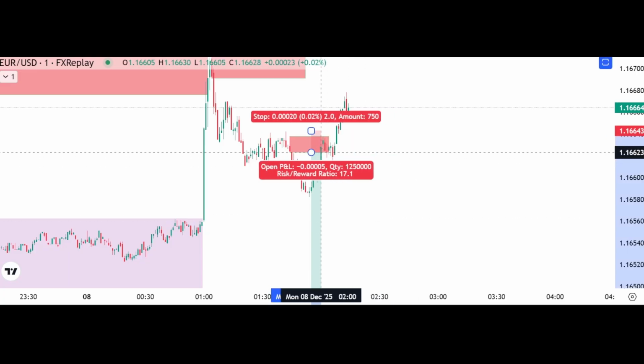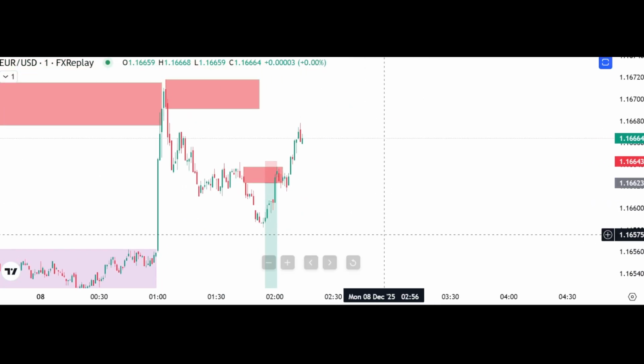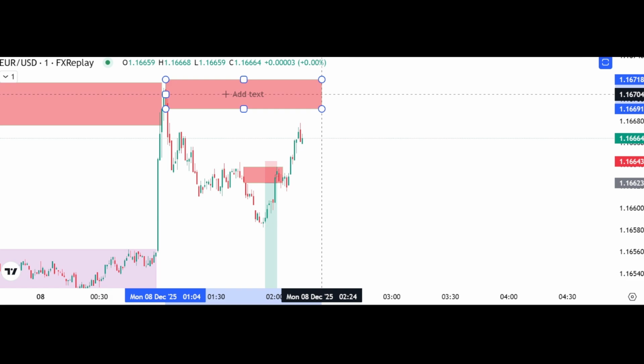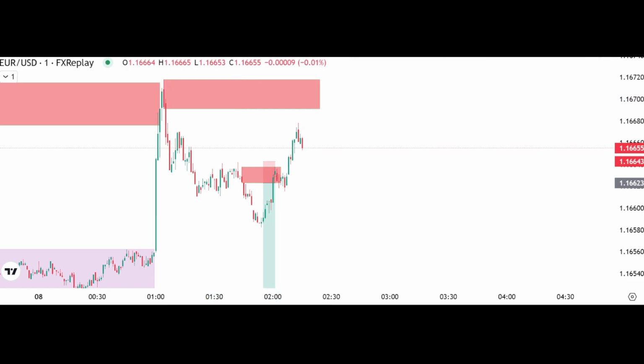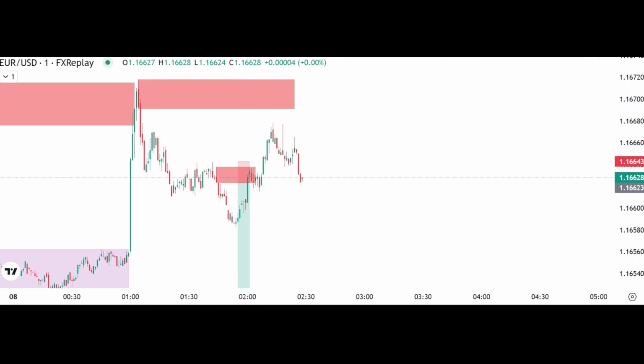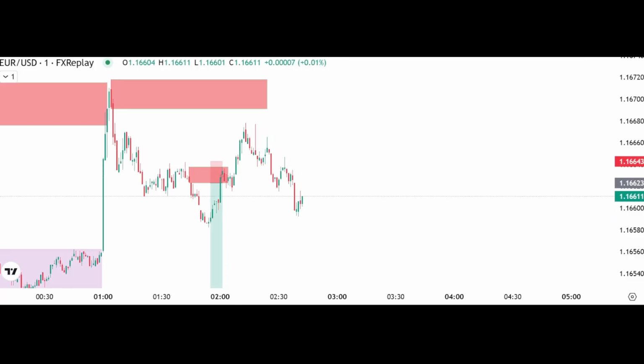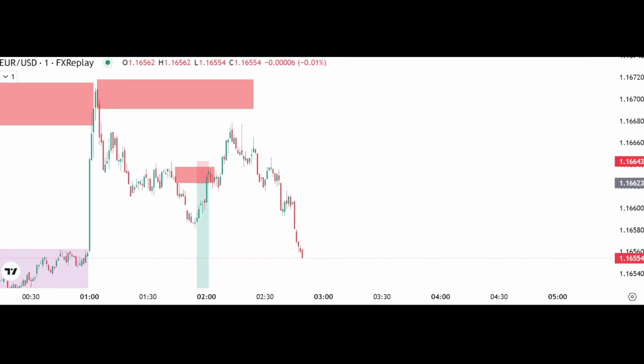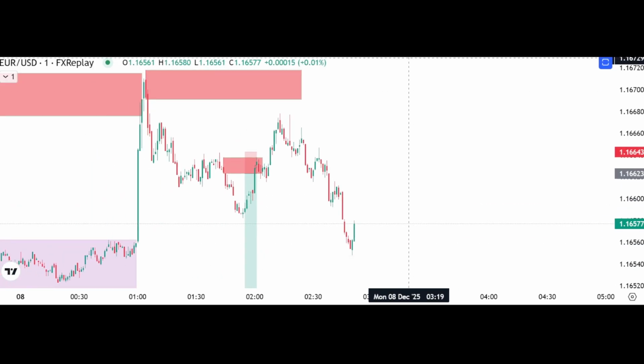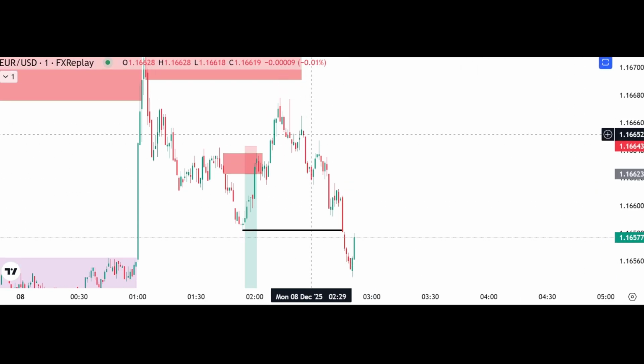This one turned out to be a loss. Let's see if we can get another trade. I don't think price will get into here. We have another break of structure. Now this is a dilemma, which POI to pick.